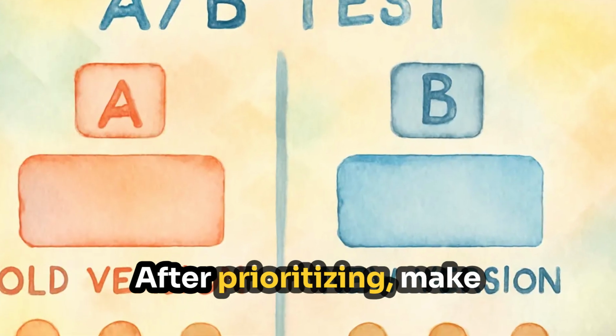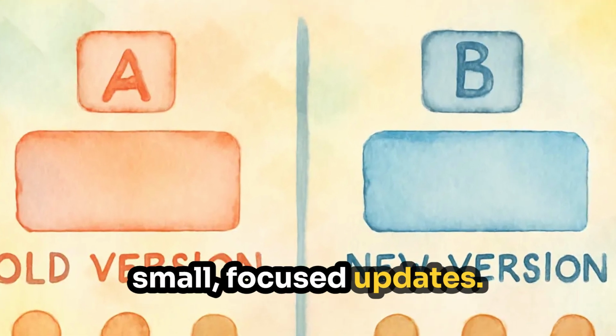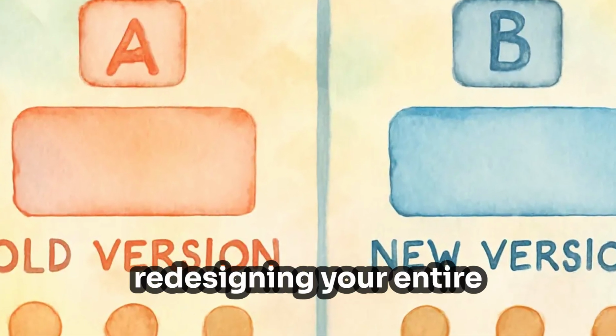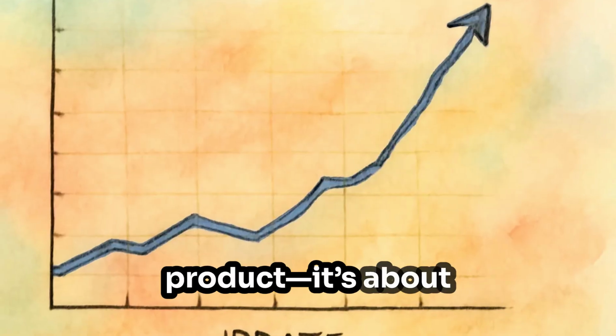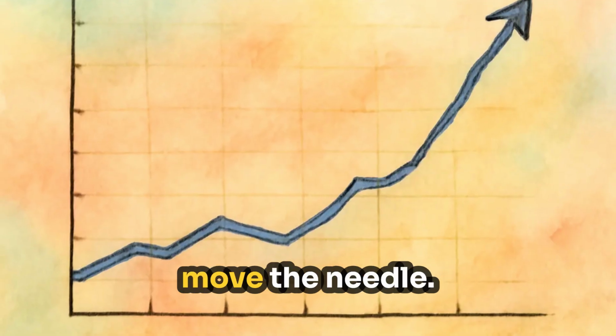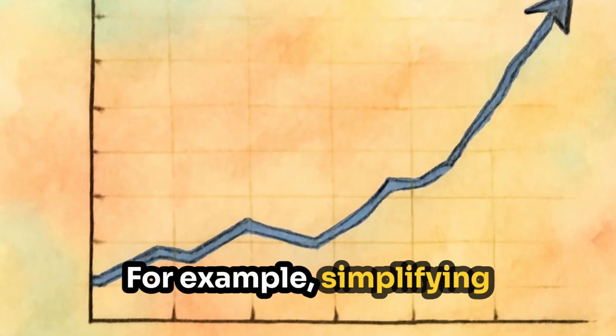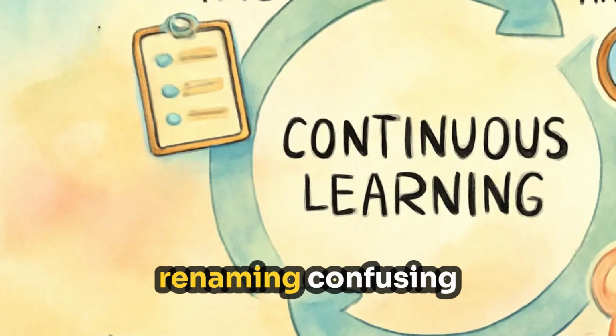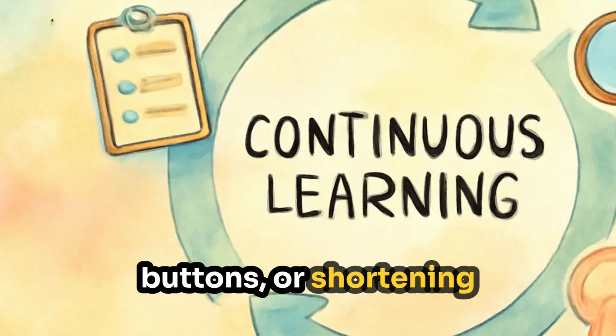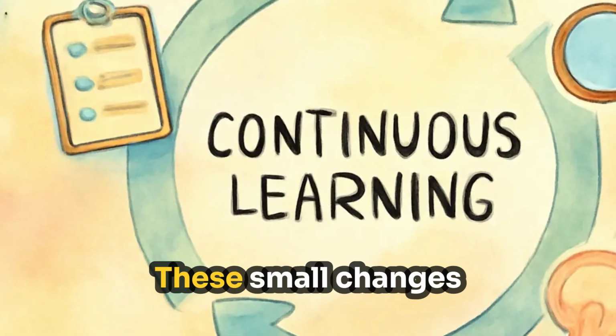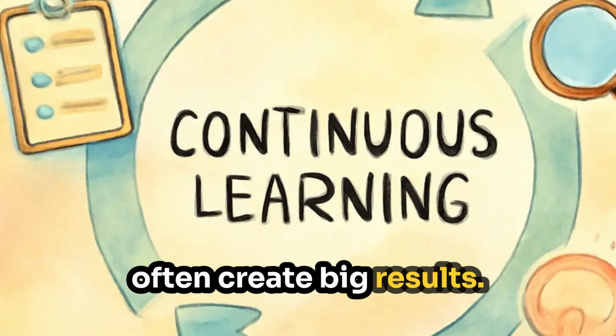After prioritizing, make small, focused updates. Iteration doesn't mean redesigning your entire product. It's about making incremental improvements that move the needle. For example, simplifying your onboarding flow, renaming confusing buttons, or shortening the checkout process. These small changes often create big results.